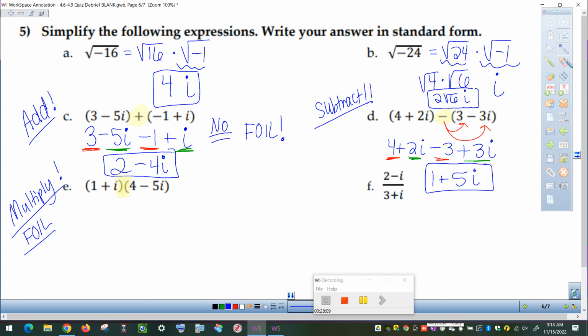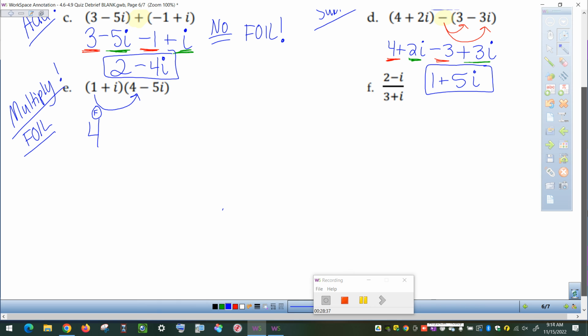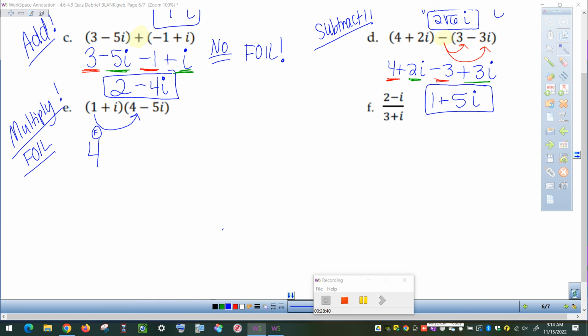All right, so let's think about this. I'm going to use some arrows. If I'm thinking about FOIL, so I'm going to do the first term times the first term. 1 times 4 is 4. That's the F. All right, for the O in FOIL, so that's the outside term times the outside term. So that's going to be 1 times negative 5i. That's negative 5i. It's just multiplying it by 1, so it's going to stay the same. So that is the O.